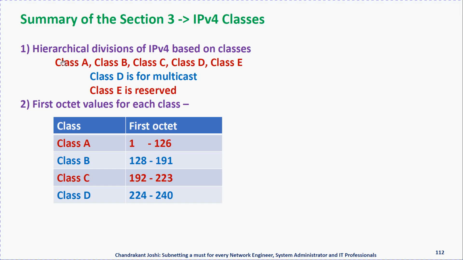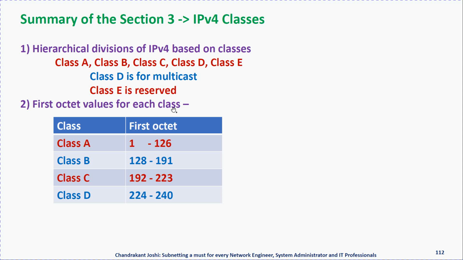So here we studied that it is a hierarchical division based on classes, and these classes are class A, class B, class C, class D and class E, of which class E is reserved and class D is for multicast. So we cannot use them. We can only use class A, class B and class C IPv4 addresses, be it private or be it public. Public we have to buy.